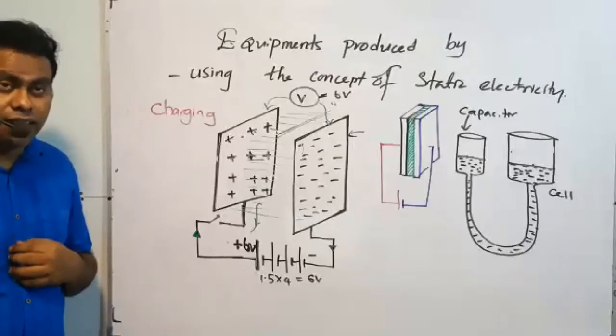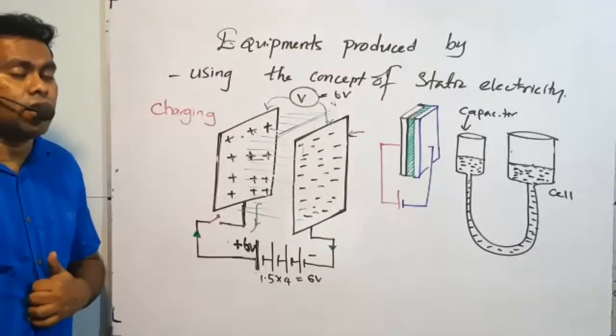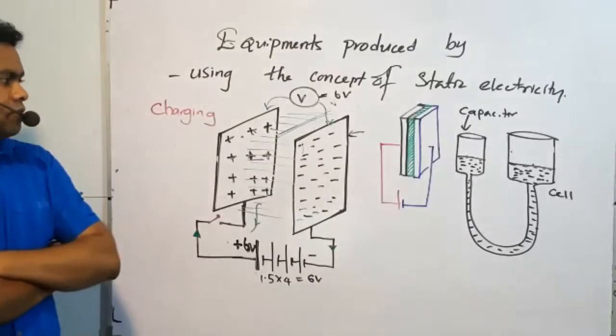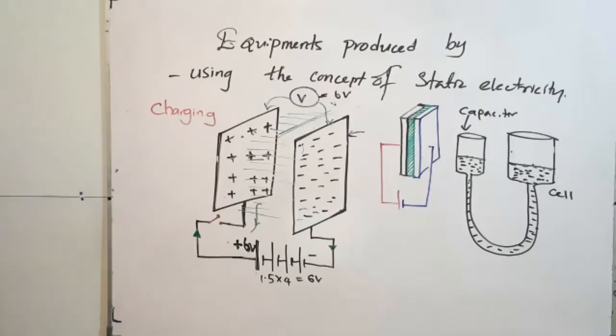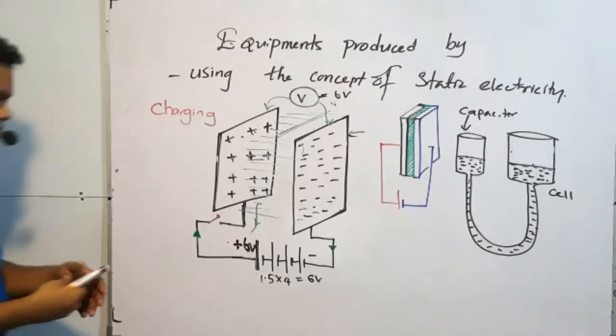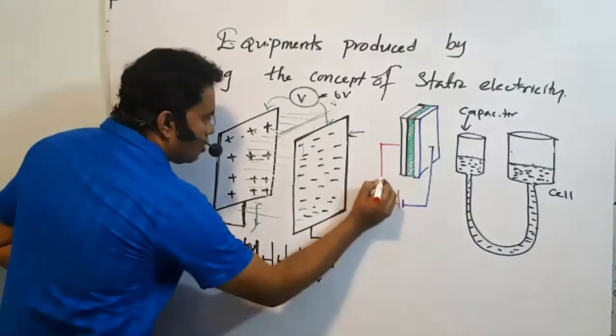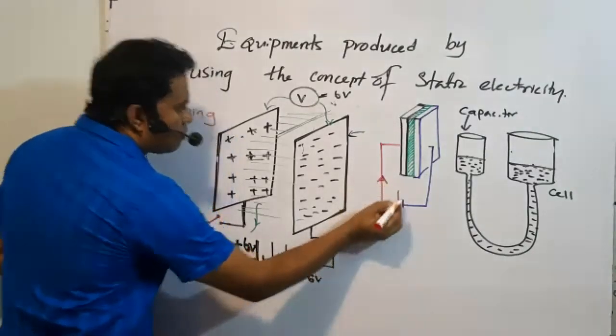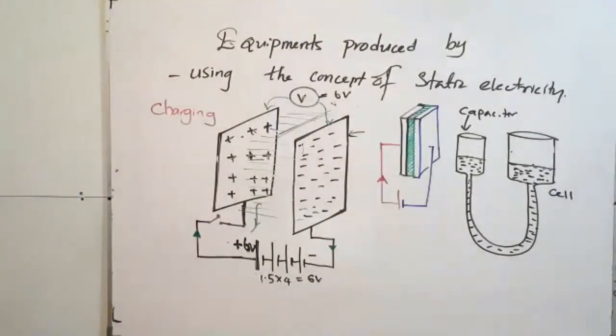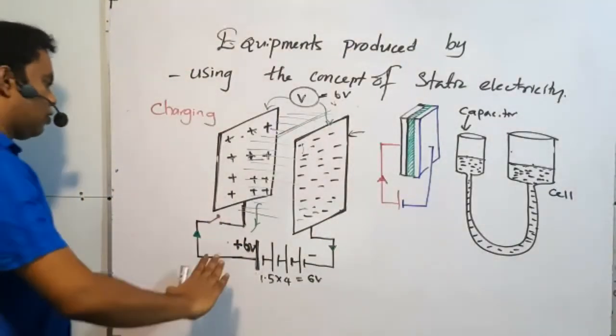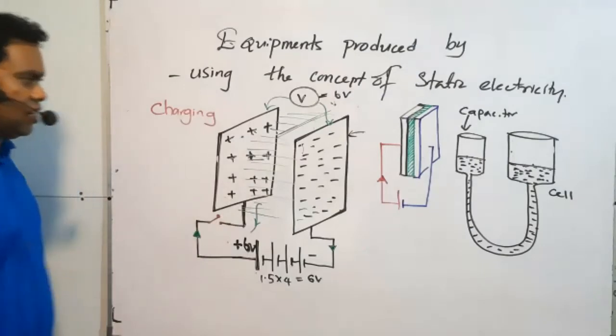So this is advanced. You learned this in grade 11, but you have to learn the same theory. In this diagram also, draw this charging process. Electric current passes towards the capacitor when charging.